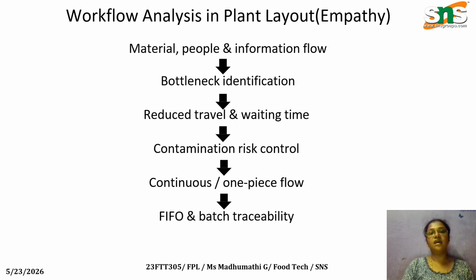And the next is workflow analysis. So far we have seen under what criteria the material can be handled in any plant layout. Coming to the workflow analysis in a plant layout: the material, people and information flow. Next is bottleneck identification, reduced travel and waiting time, and contamination risk flow. All these steps have to be taken care of, and a continuous one-way flow operation has to be maintained, and first in first out and batch traceability also have to be taken much care of in the workflow analysis in any plant layout.